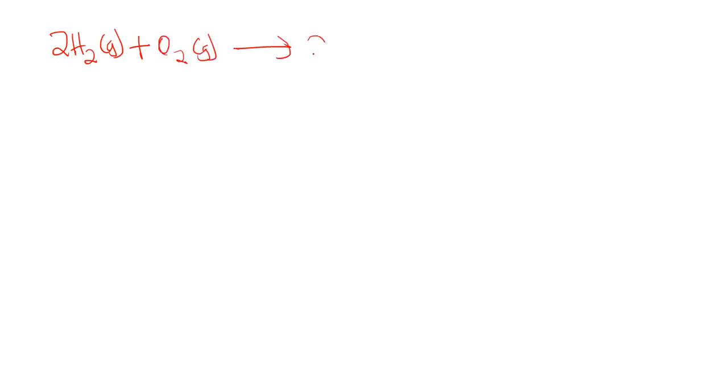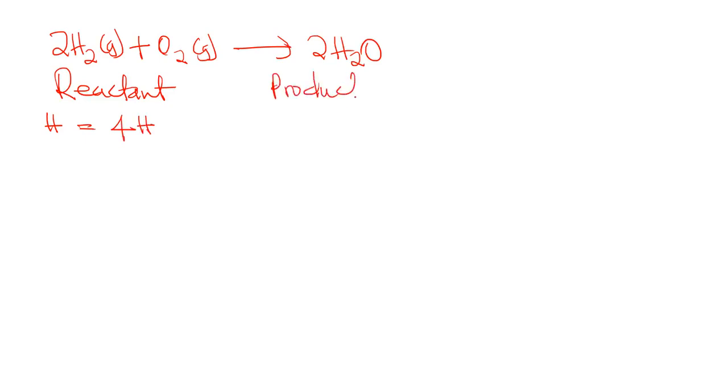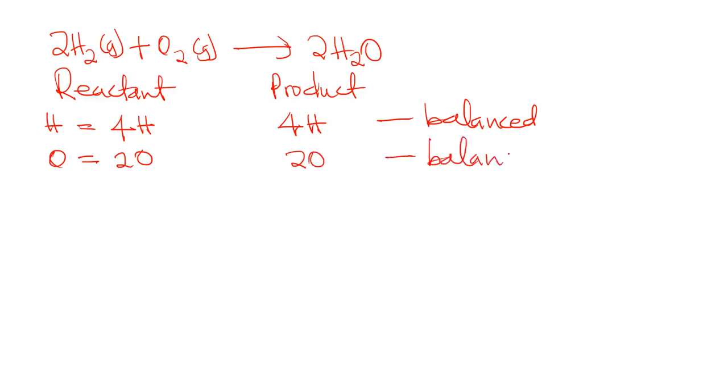gas, and then 2H2O. So let's count all the atoms. On the reactant side, hydrogen, I have 4 hydrogen atoms. On the product side, hydrogen, I also have 4 hydrogen atoms. So this is balanced. Oxygen, on the reactant side, I have 2 oxygen atoms. On the product side, I have also 2 oxygen atoms. So this is also balanced. So based on this, the equation is balanced.